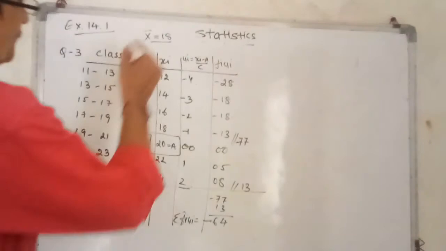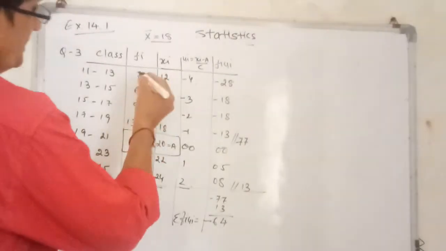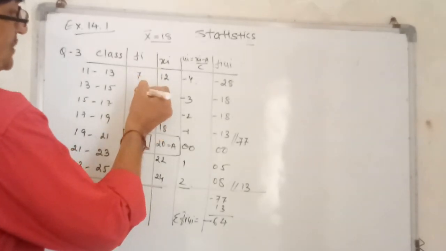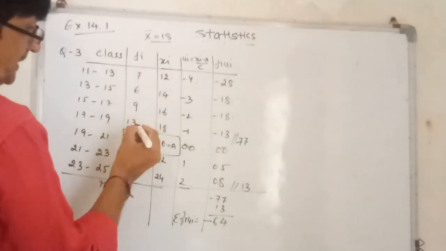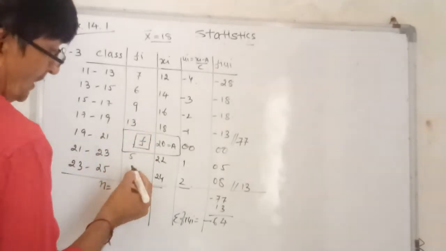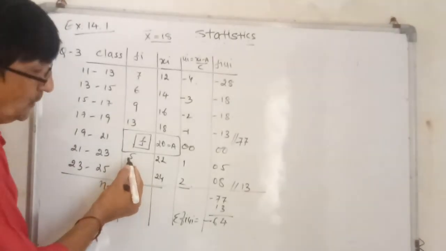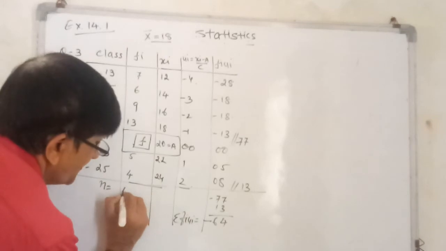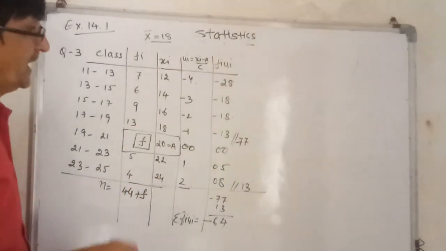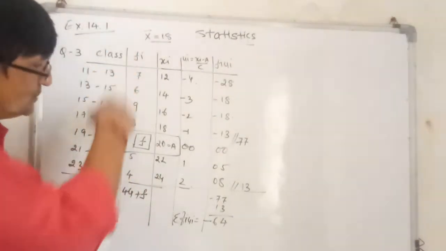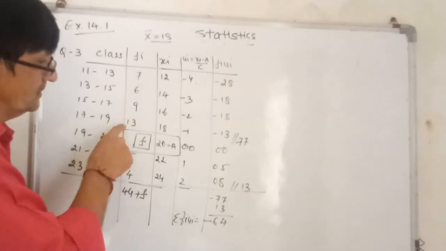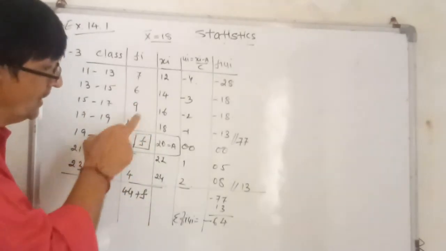Now here also we have to find n. N means 7 plus 6 plus 9 plus 13 plus 5 plus 4, so the total is 44, and this missing frequency we don't know, so it is f. So n is 44 plus f.